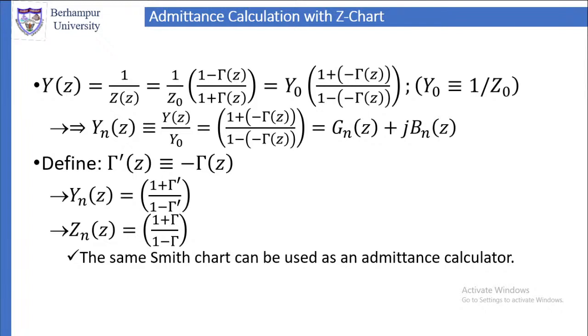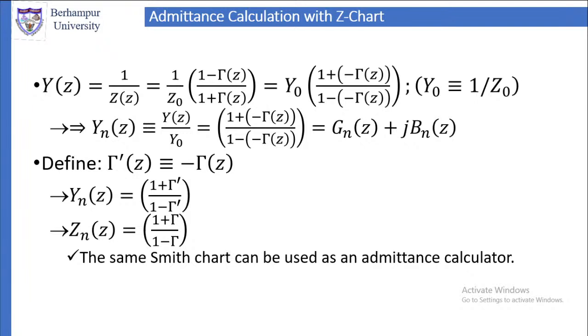Y0, as you know, is equal to 1 by Z0. So Y0 is the characteristic admittance. If Z0 is the characteristic impedance, Y0 is the characteristic admittance, and Y0 is equal to 1 by Z0. So let us represent Y and Z in this plot. Then, as in the case of the Smith chart, we can find the normalized impedance and the normalized admittance. Normalized admittance Yn will be Y by Y0. So that will be (1 plus of minus gamma) divided by (1 minus of minus gamma).